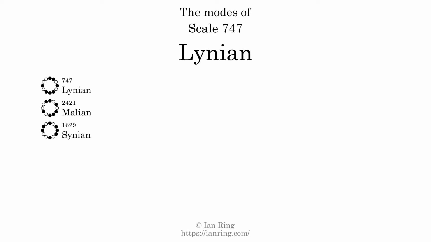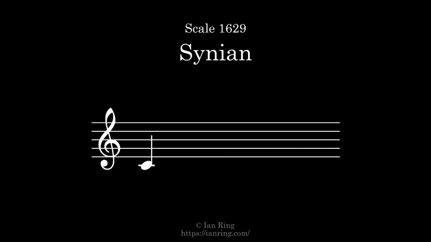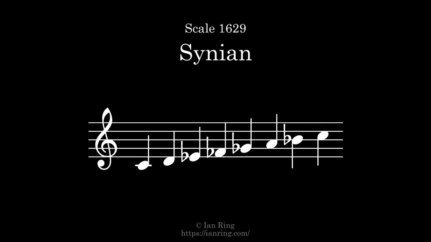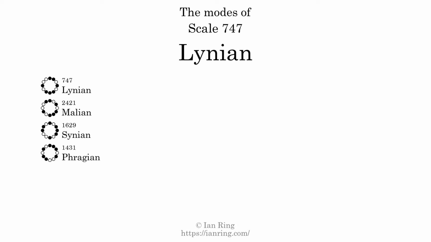The third mode is scale 1629, also known as Lynian. It sounds like this. The fourth mode is scale 1431, also known as Phrygian. It sounds like this.